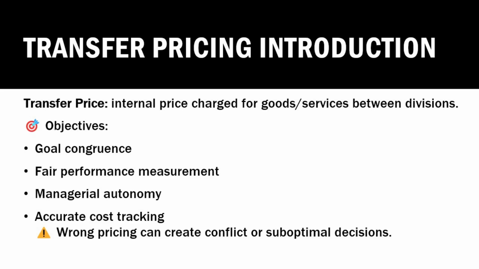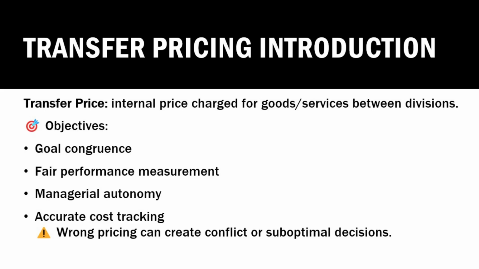A transfer price is the price charged when one division supplies goods or services to another within the same company. For example, a production division might sell components to a retail division. The purpose is to motivate both divisions while keeping overall company profit maximized.